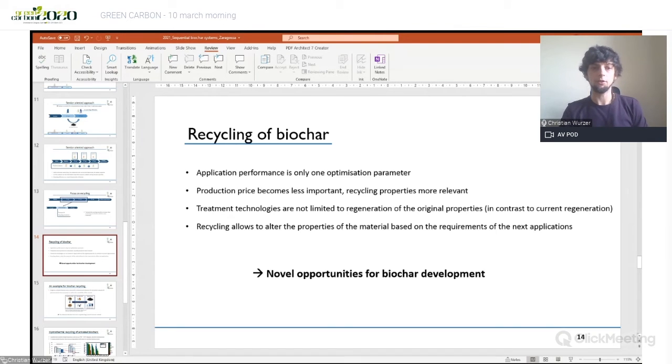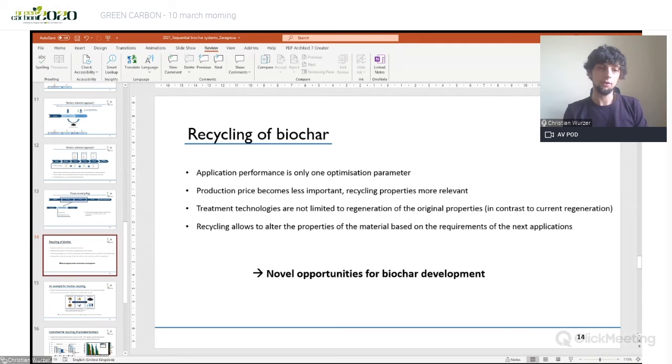Your treatment technologies are not limited to regenerating the original properties like they are right now if you have a regeneration of an adsorbent. So this is really important, because regeneration means you have to restore the original properties while decomposing the contaminant, and that's really not an easy task.